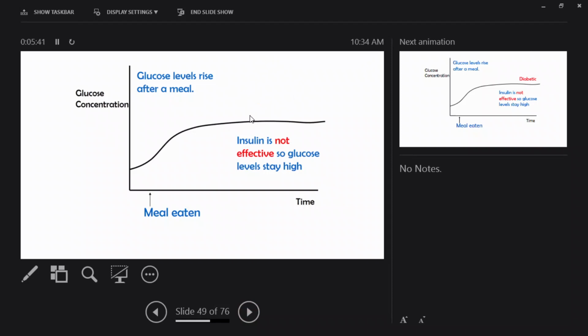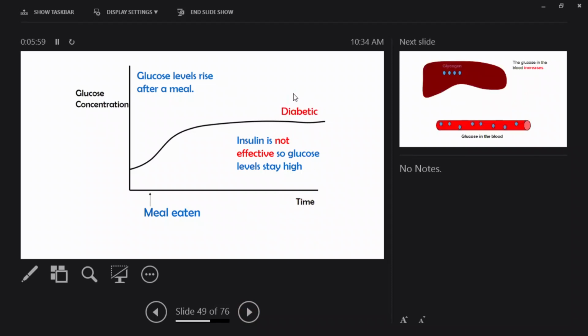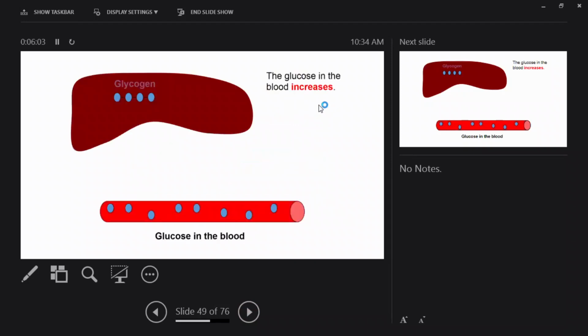Insulin is not effective. There's insulin production here. Somewhere here, there's insulin being produced by the pancreas, but our body cannot sense this insulin. So we call it insulin insensitivity. The sensitivity to insulin is reduced, or it's not there. So insulin is not effective, so the glucose level stays high. This is called diabetes.